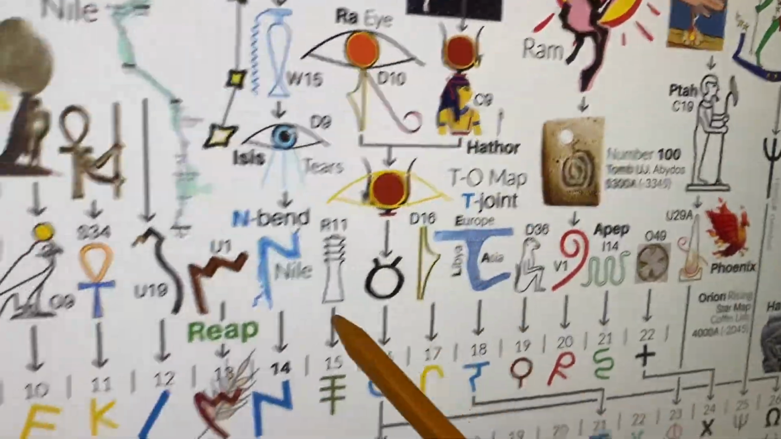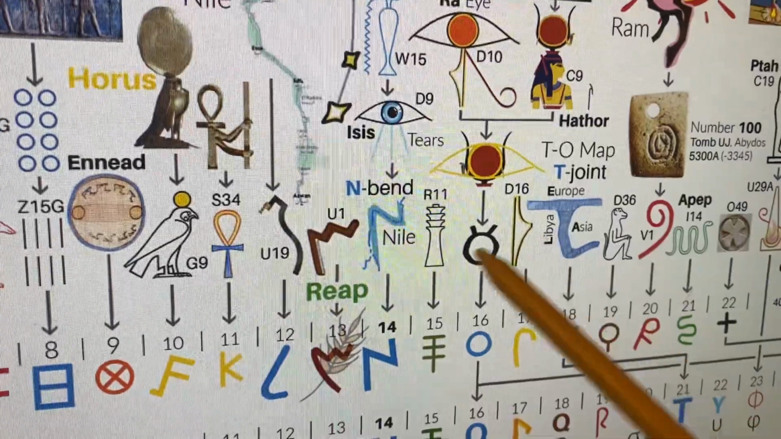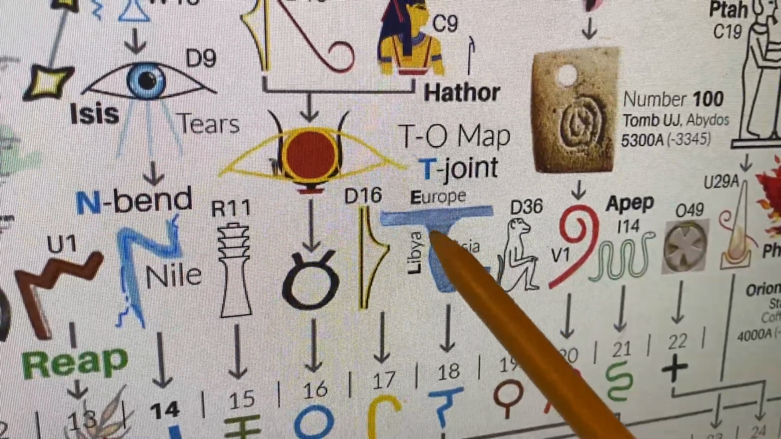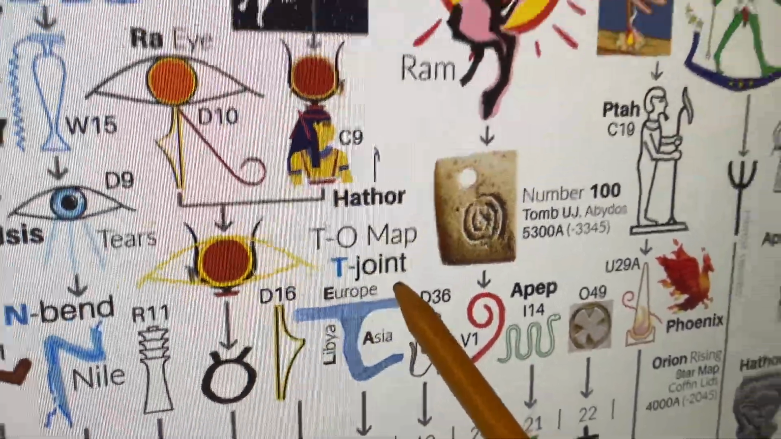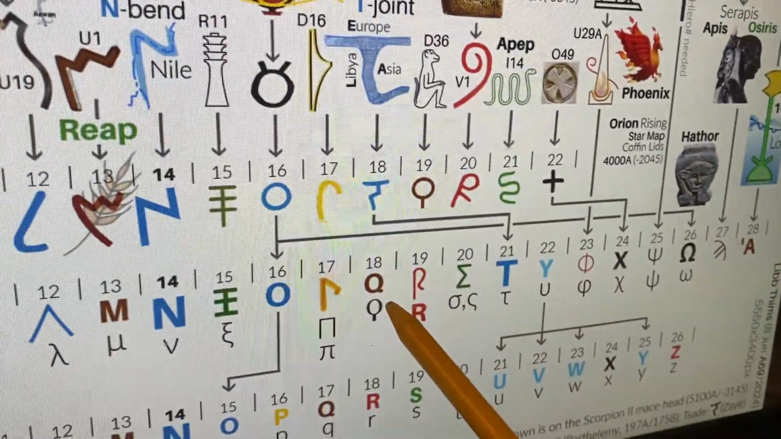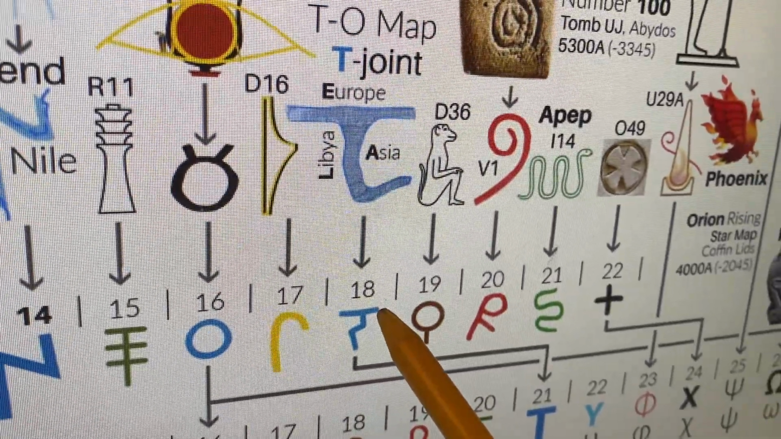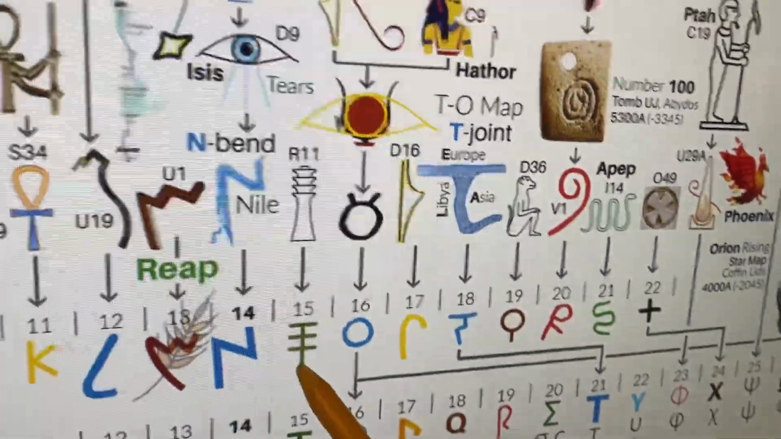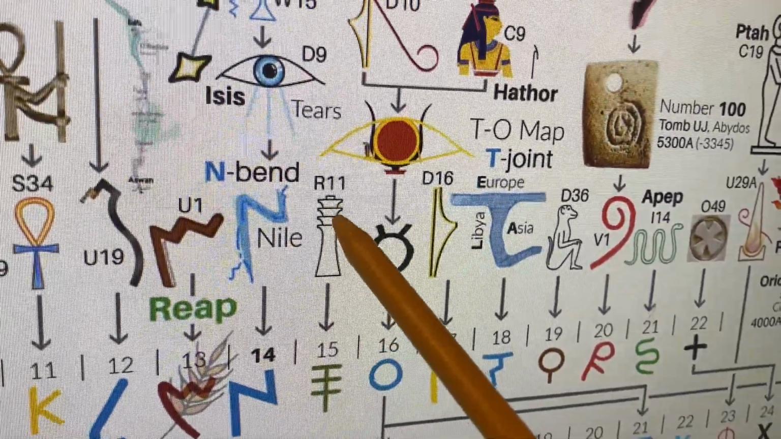So after Set kills or throws Osiris into the Nile, the end bend of the Nile, he floats through the Nile up to the T-joint, and then he floats over here to Byblos, which is somewhere over here on this Phoenician T. And then he grows into a tamarisk evergreen tree. The king of Byblos cuts down the tree and makes 4 pillars for his palace.